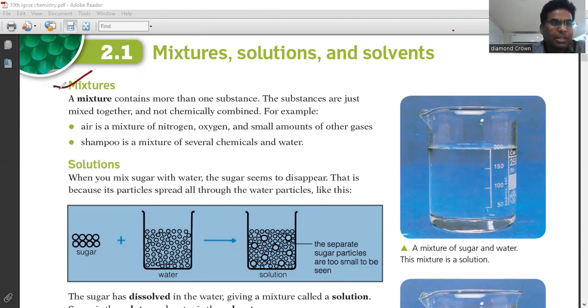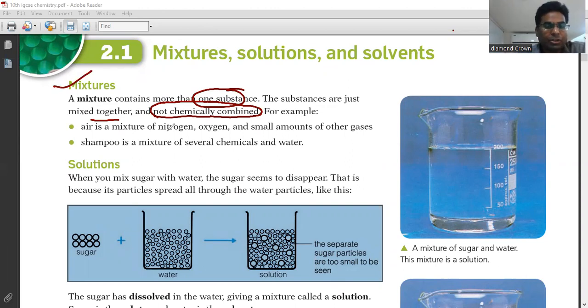आज हम लोग पढ़ेंगे आईजीसीएसई 10th केमिस्ट्री मिक्सचर, सॉल्यूशन एंड सॉल्वेंट। ठीक है, तो पहले देखते हैं हम लोग मिक्सचर क्या होता है। मिक्सचर कंटेन मोर देन वन सब्सटेंस। ठीक है, द सब्सटेंस आर जस्ट मिक्स टुगेदर एंड नॉट केमिकली कंबाइंड। ठीक है, तो मिक्सचर में क्या होता है, दे आर नॉट केमिकली कंबाइंड but they are mixed each other.